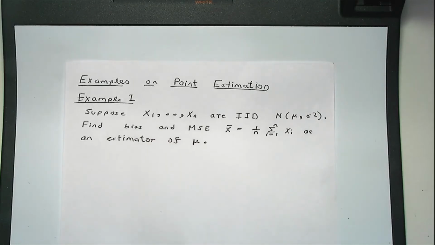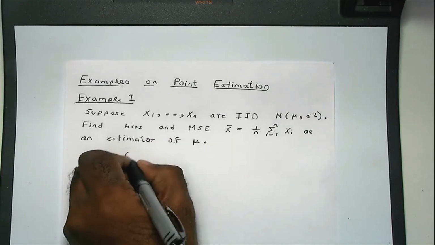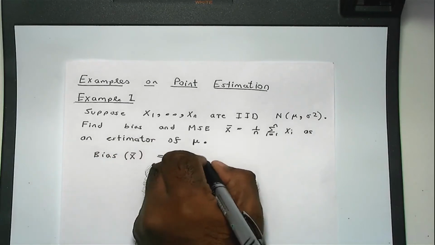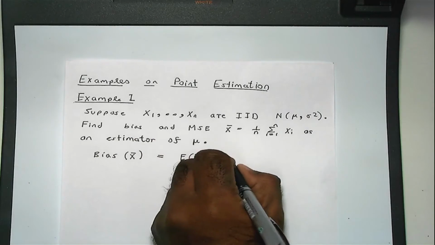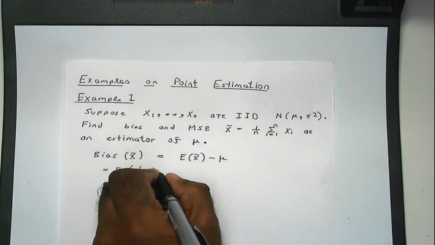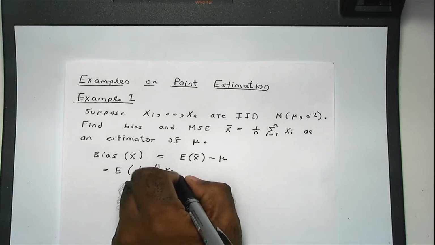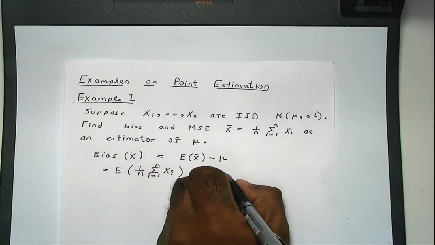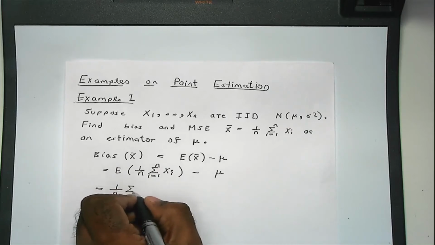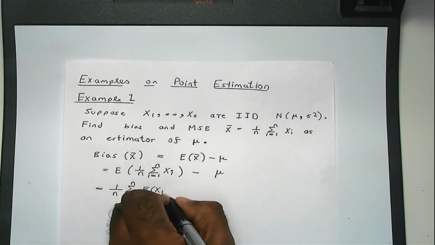Right. First, let's try to do the bias. So the bias of x bar, by definition, is the expectation of x bar minus mu, which is the expectation of 1 over n times the sum of xi, minus mu. Taking the expectation inside, you get 1 over n times the sum of the expectation of xi minus mu.